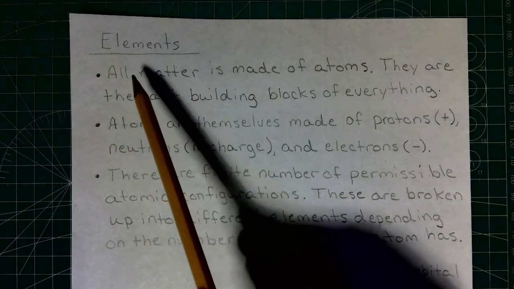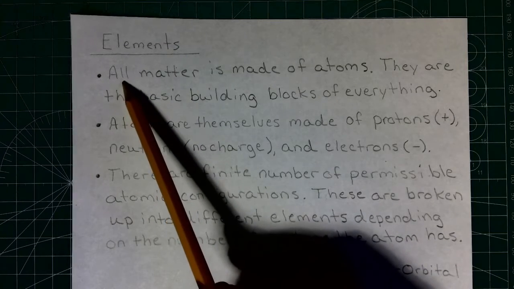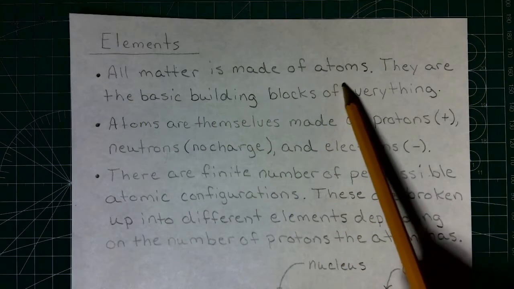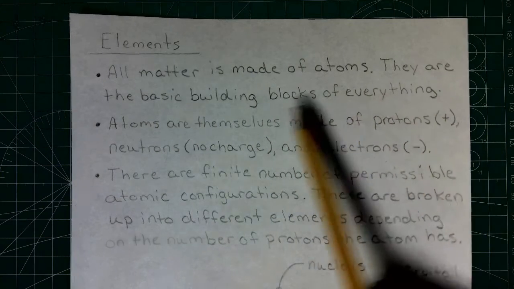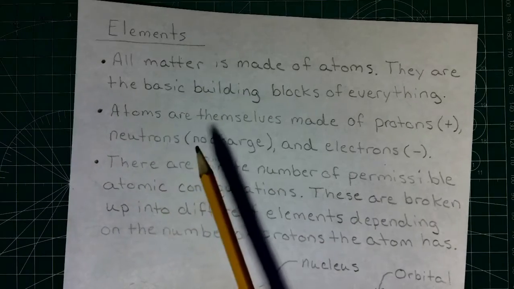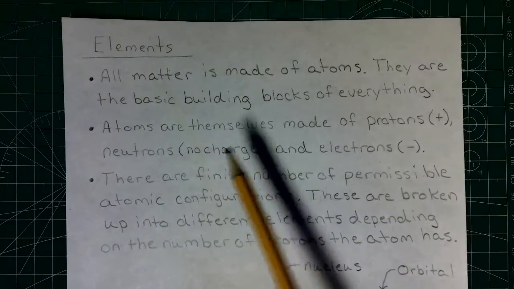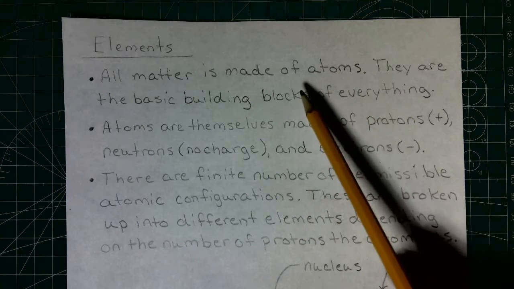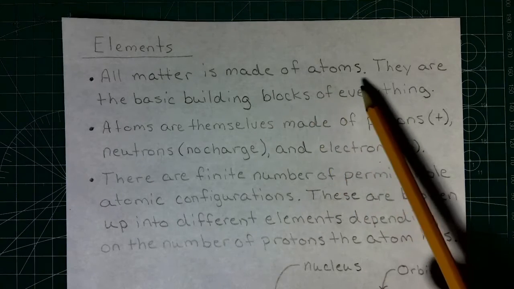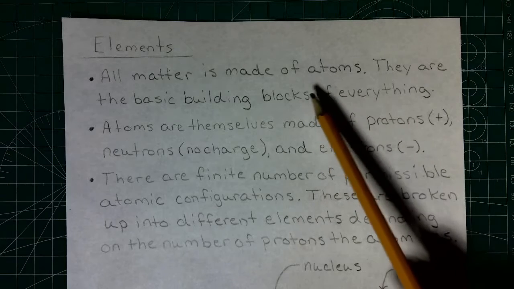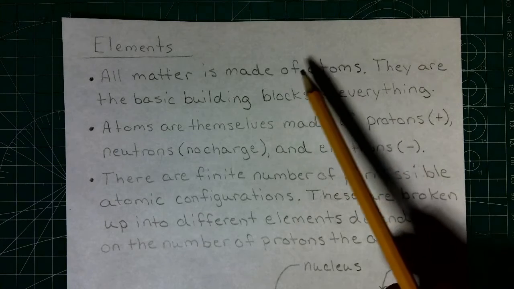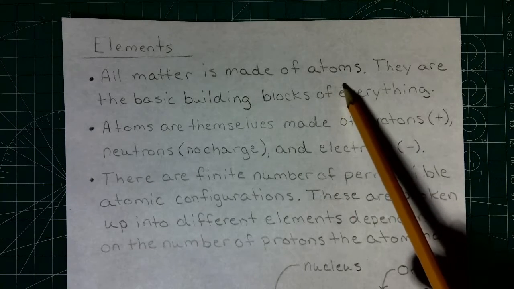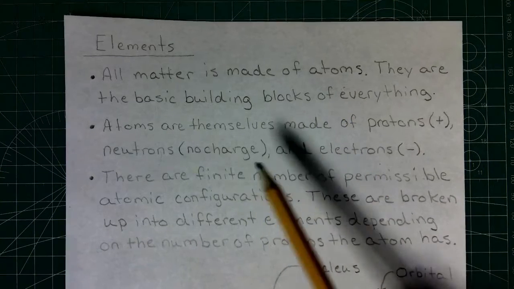So, the first thing that I want you guys to realize is that all matter is made of atoms. They are the basic building blocks of everything. They're the smallest indivisible unit that a bulk material is still going to have the same properties. If I go any smaller than an atom, then it is not going to have the same properties as a bunch of the atoms put together.